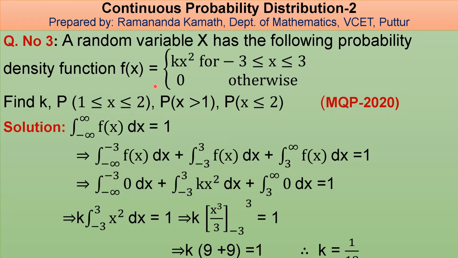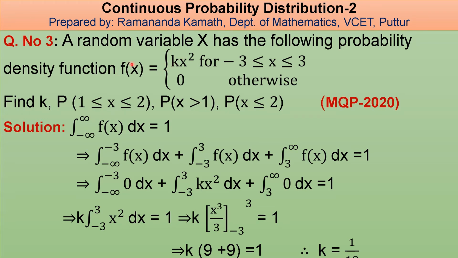So in the question it is said f of x is a probability density function, means f of x will be non-negative for all x values, and integral of this f of x from -infinity to +infinity with respect to x will be equal to 1. So you can make use of these conditions to calculate k value.